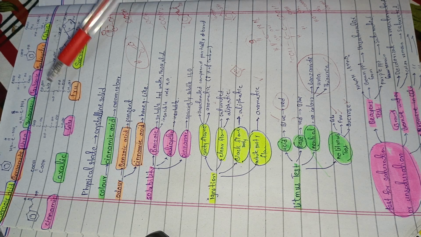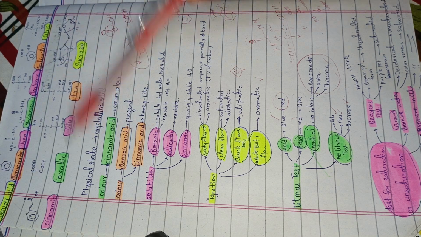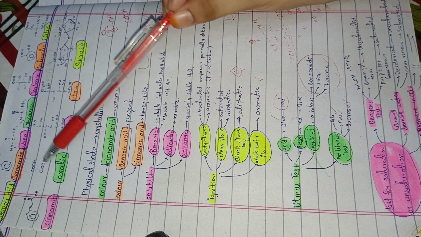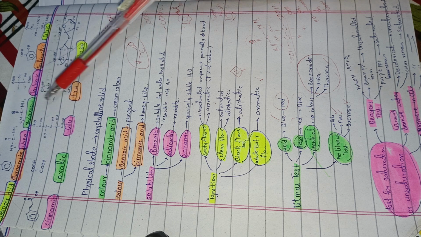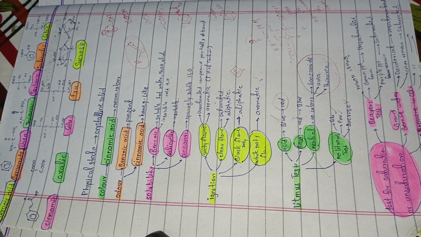So we see that all the other compounds are acidic except benzamide, urea and thiourea, because they are neutral compounds. And glucose, fructose and sucrose are carbohydrates, so therefore they are not going to give your litmus test.